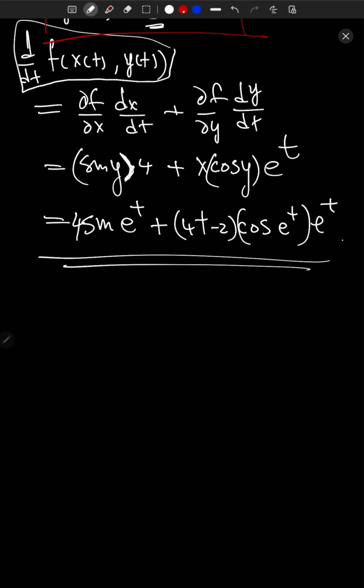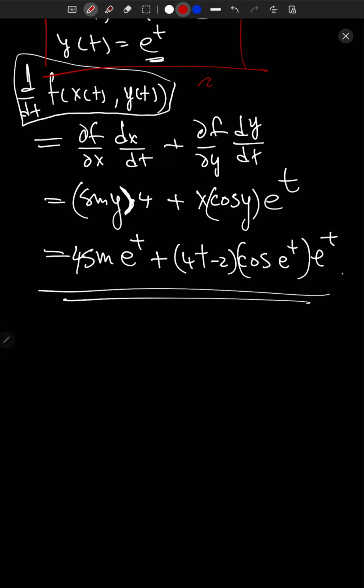One comment here is the chain rule. This chain rule formula, this equality right there, it makes sense because in that we have df dx, dx dt, and a df dy, dy dt. You need to see both of them.